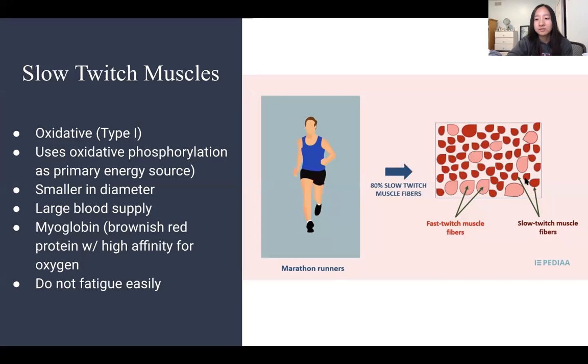Slow twitch fibers are skeletal muscle fibers that have lots of myoglobin, a red protein responsible for collecting the oxygen in our blood and making sure it's used in our muscles for energy. Slow twitch muscles don't fatigue easily, so we often find them in people that do endurance sports like marathon running, and in parts of your body that need to not fatigue easily. Can anybody shout out where they think some slow twitch muscles might be found in your body?